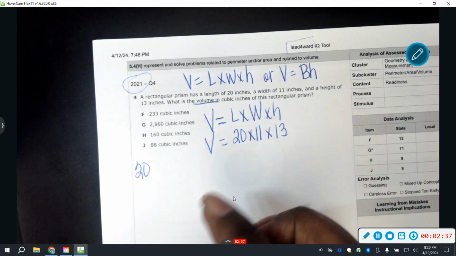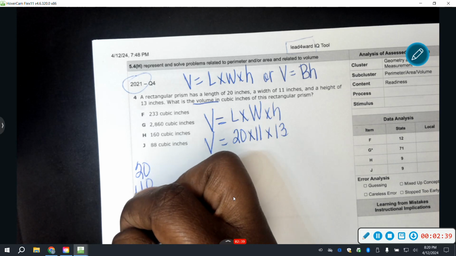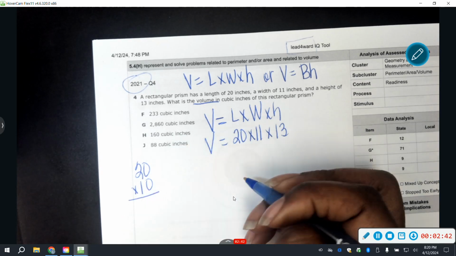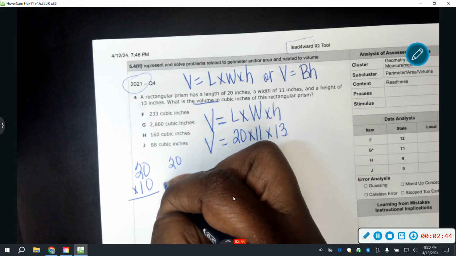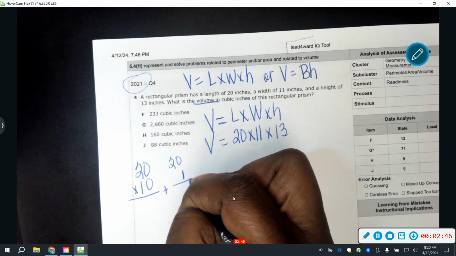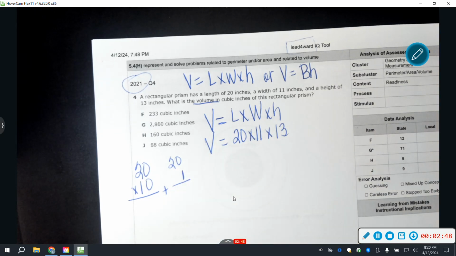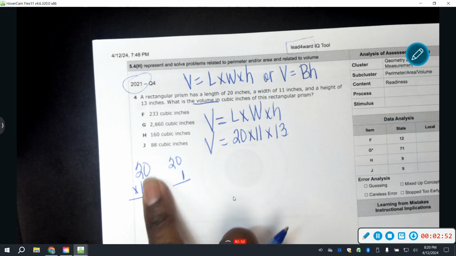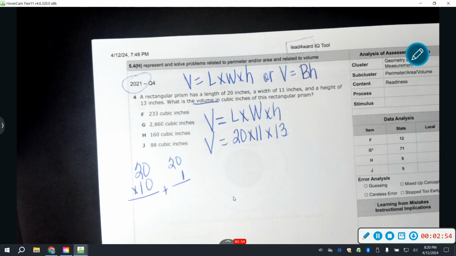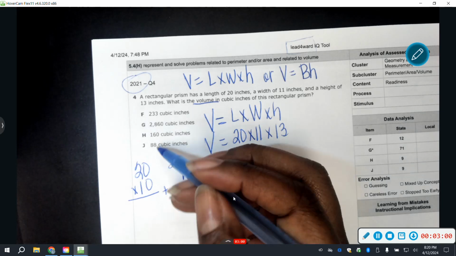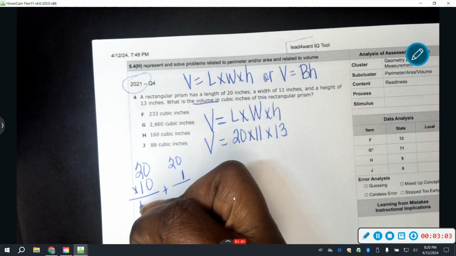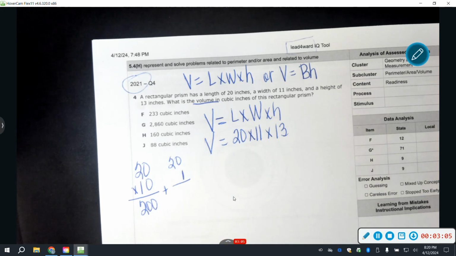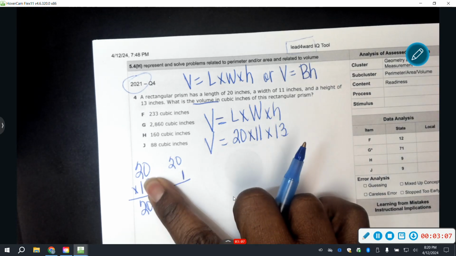11 is 10 plus 1. That's all 11 is. 11 is 10 and 1, right? So if you know how to do this, it's okay to break it down. However you want to solve this, you solve it. Use what you know about numbers. So 20 times 10, we know is 200. And we know that because we know that 20 times 1 is going to be 20.